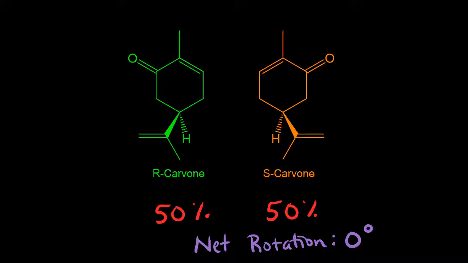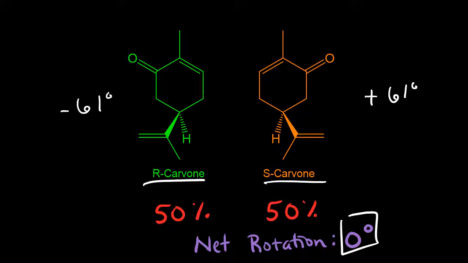Say we made up a solution of exactly half R-carvone and half S-carvone, and then did a polarimetry experiment. What we would see is that the two rotations, so this plus 61 degrees and this minus 61 degrees, would exactly cancel each other out. And so we would have a net rotation of 0 degrees. So this only happens when you have exactly a 50-50 solution.